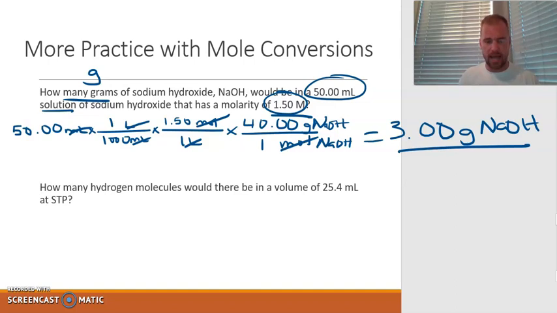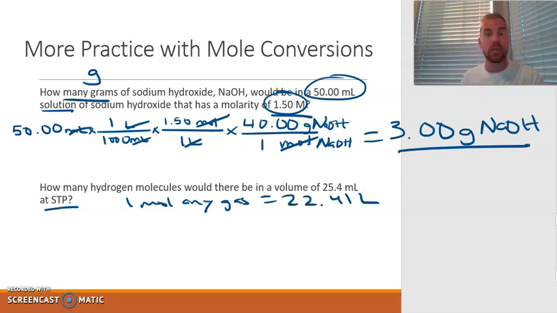And then let's take a look at this last one. This last one's going to be very quick. How many hydrogen molecules would there be in a volume of 25.4 milliliters at STP? Couple things to note. Hydrogen molecules, that's a gas. Remember, hydrogen is a gas. And STP means I can use 1 mole of any gas equals 22.41 liters. I can use that conversion.